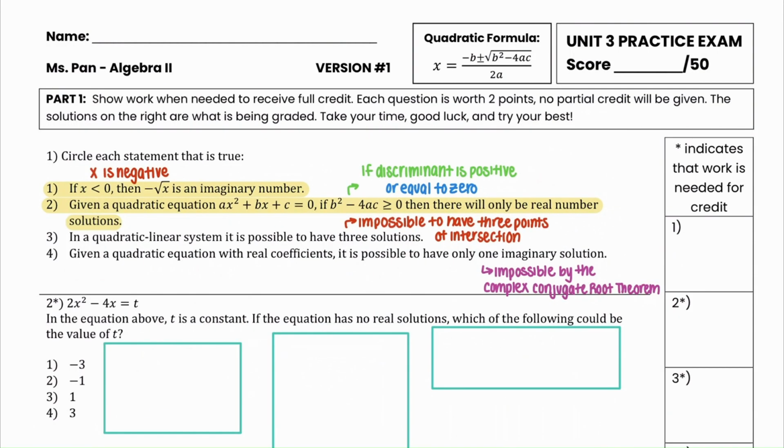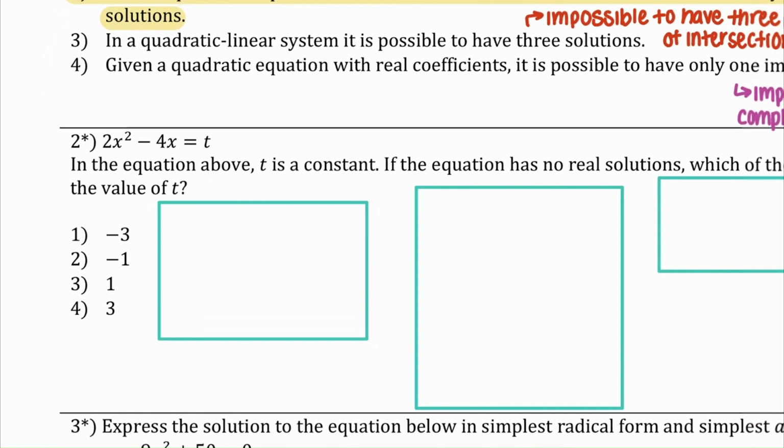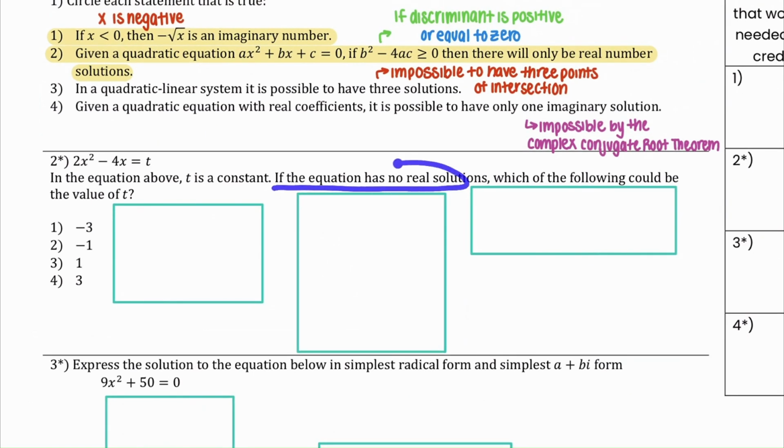Okay, let's look at number 2. So number 2, here they give us this equation. They tell us 2x squared minus 4x is equal to t. And here they tell us that in the equation above, t represents a constant. And again, a constant is just some random number. And then they tell us if the equation has no real solutions, which of the following could be a value of t? So we again have to interpret what the question is asking for.